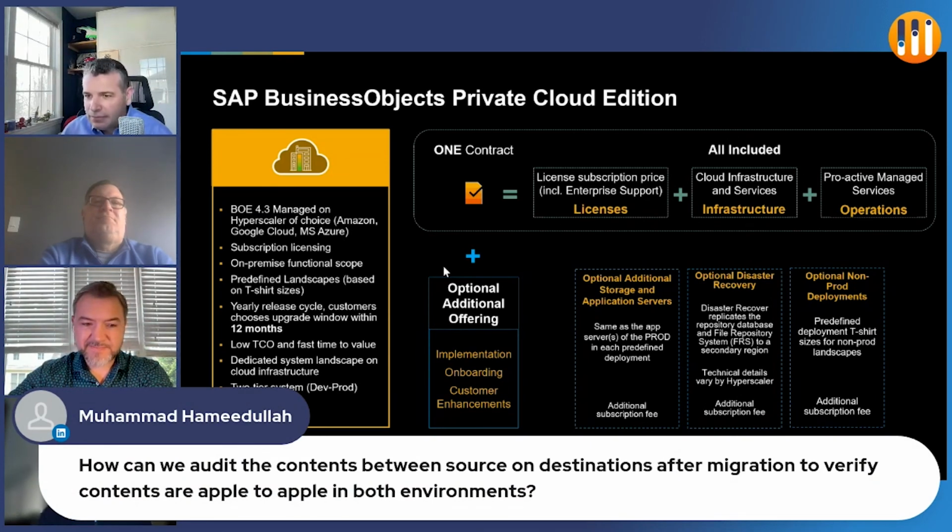That's interesting. How can we audit the contents between source and destination after a migration to verify contents are apples to apples? Actually, let me turn that to the rock star, Patrick Dean. I can speak to that.